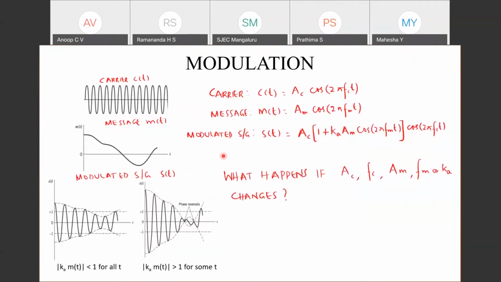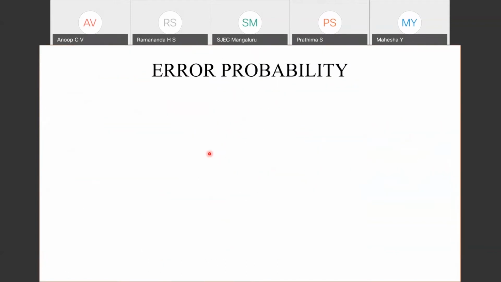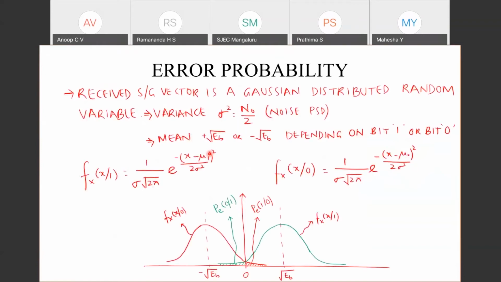So this is about modulation, and another one is about error probability, wherein students are supposed to visualize Gaussian distributed random variables. For you to follow what I'm going to do here, these are simply two events. The probability distribution of one event is given by this. Maybe I'll call it event 0, and the probability distribution of another event is like this. And maybe we want to find what the error probability is.